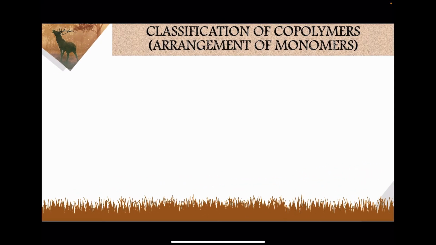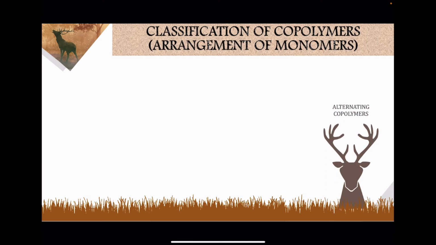We look into the arrangement of monomers. There are several types of arrangement of monomers that can form the polymers. The first one is the alternating copolymers. It means that the two different monomers produce chains of polymer when they alternate with each other. For example, A, B, A, B, A, B.